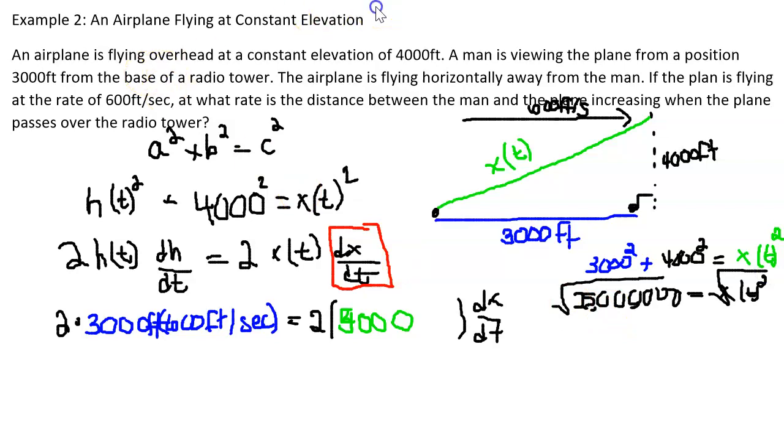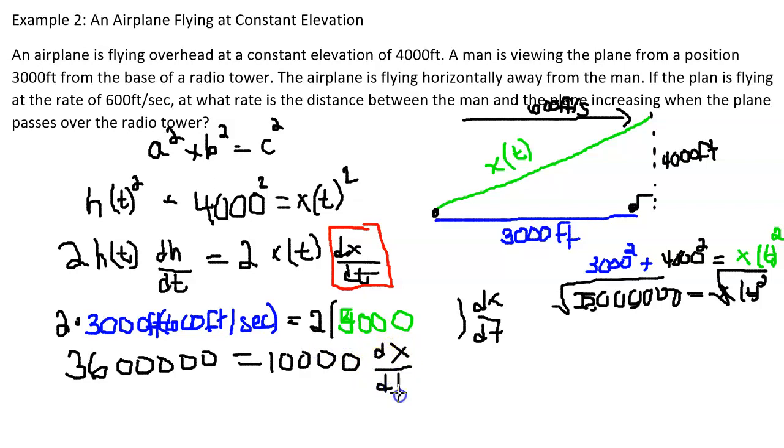All right, let's continue solving our problem. Over here on the left side, we have 2 times 3,000 times 600. Okay, and on the right-hand side, we have 2 times 5,000 dx dt. Dividing by 10,000, we're left with 360 feet per second equals dx dt. And so we have successfully solved our second example, which was to find the rate at which the distance between the airplane and man was changing when the airplane is above the radio tower.